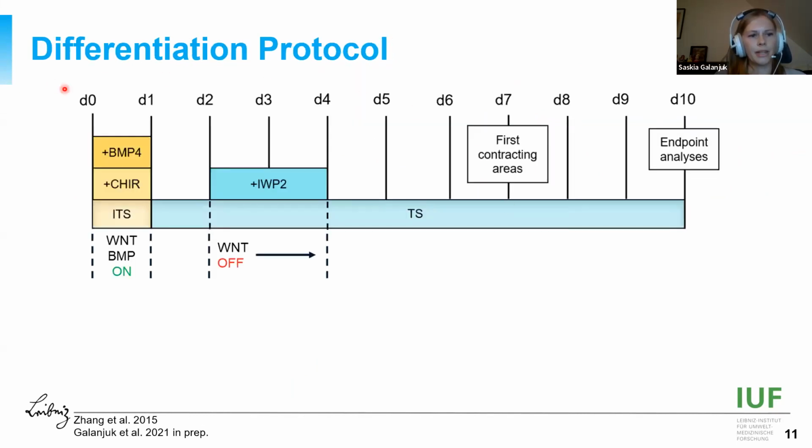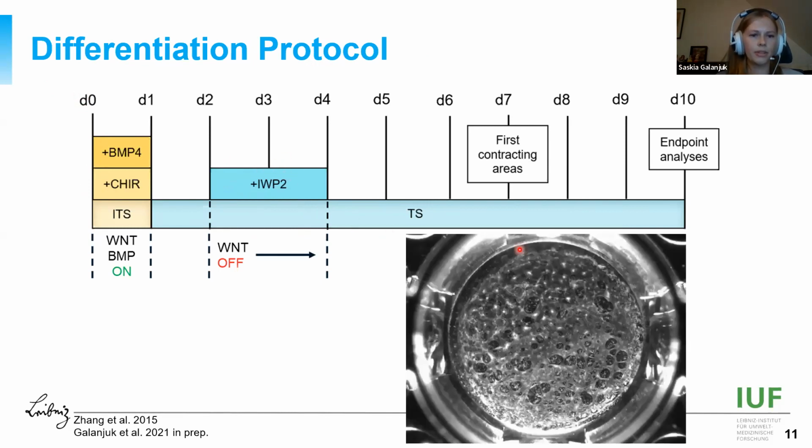So the protocol for the HIPS test takes 10 days in total, modulating the Wnt and BMP signaling pathways in a 2D culture. So on day 0, the cardiac induction is started by the addition of BMP4 and CHIR. And as Wnt has a biphasic role during heart development, the pathway is inhibited using IWP2 from day 2 to 4. And on day 7, first contracting areas are visible, synchronizing into a beating wave until day 10. And on day 10, we perform endpoint analysis for cell viability and video recordings for analyzing the beating frequency and the area, and collect samples for PCR analysis.